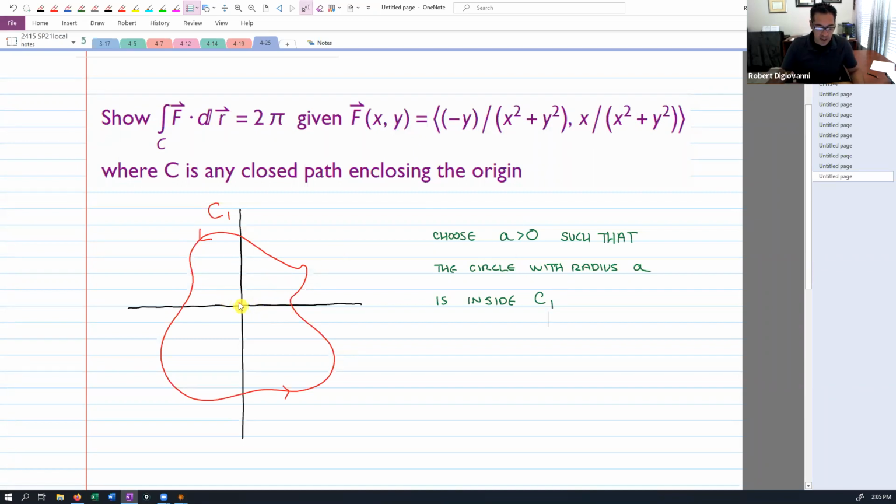some buffer between the curve and the origin. So if I found that distance, the shortest distance, I could just take half of that and I would be inside. Does that make sense? I could let A be half that distance. So I'm gonna draw this circle in here that has a radius A, and I'm gonna orient it like this.